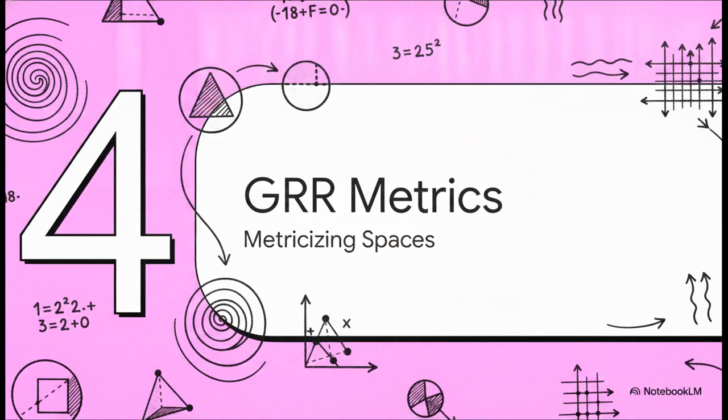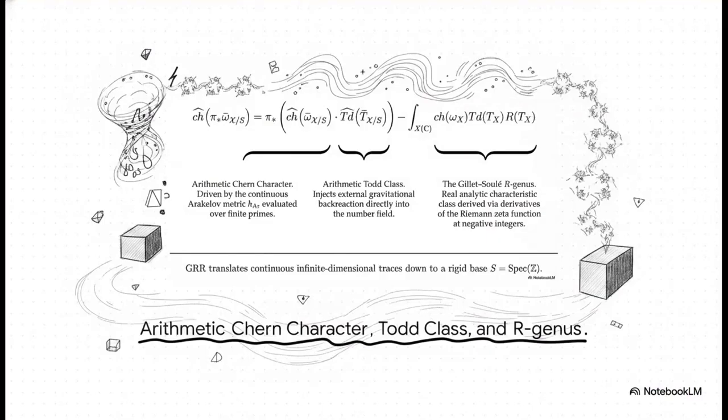Section 4. Grothendieck-Riemann Roch metrics. To make this fully rigorous, we have to physically metricize these abstract spaces using the Arithmetic Grothendieck-Riemann Roch theorem. And the expanded formula here, zero in on the arithmetic Todd class in the middle term. This isn't just some abstract mathematical operation. This is literally injecting external gravitational backreaction directly into the number field. It allows us to push infinite dimensional traces down to a rigid arithmetic base.